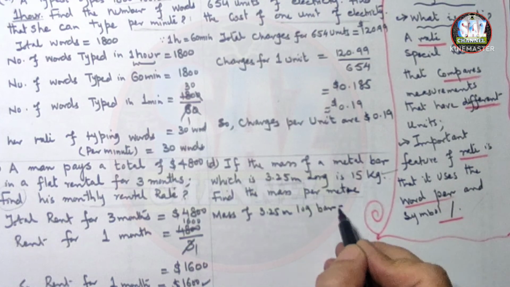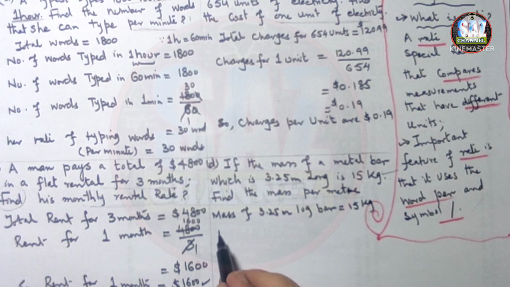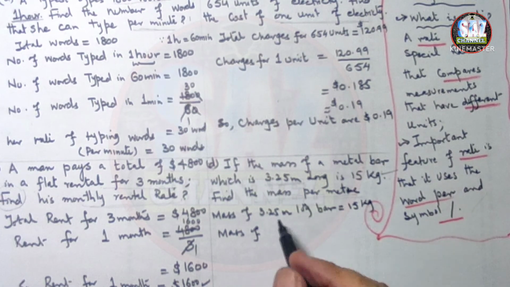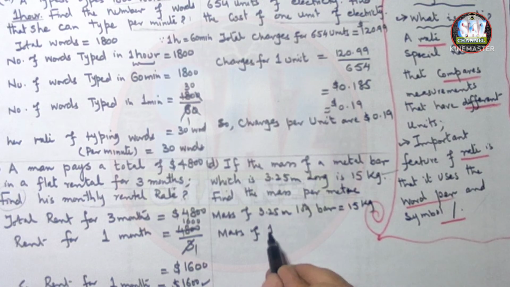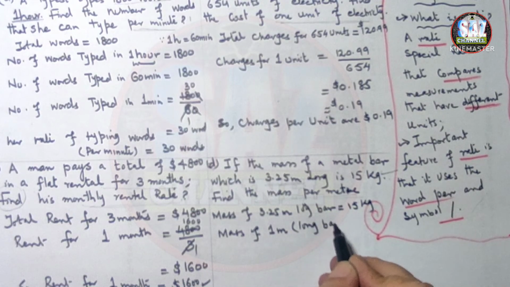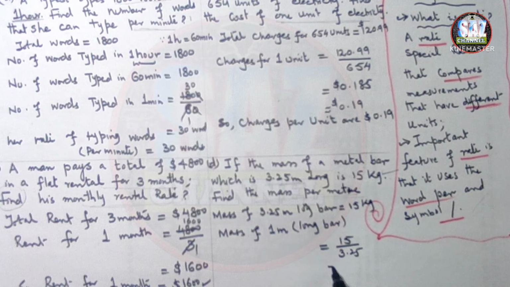Mass of 1 meter long bar will be 15 divided by 3.25, and this gives me 4.615, or approximately this can be taken as 4.62 kg.